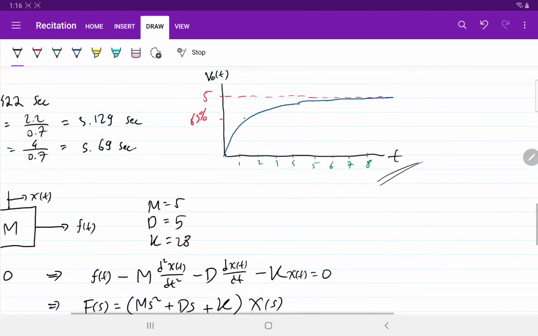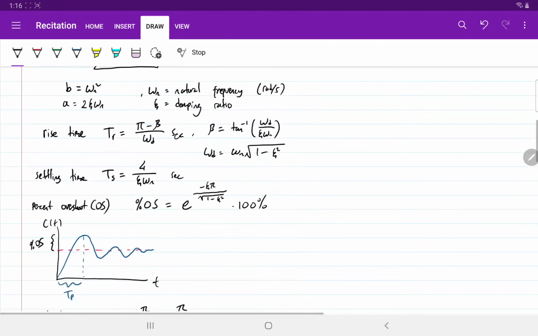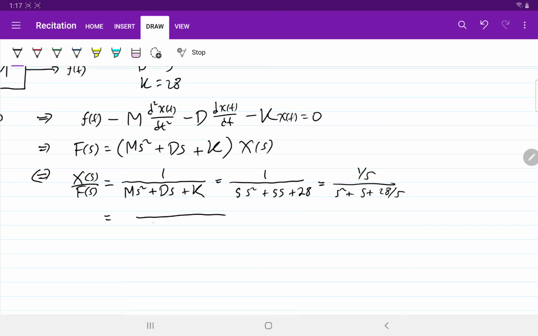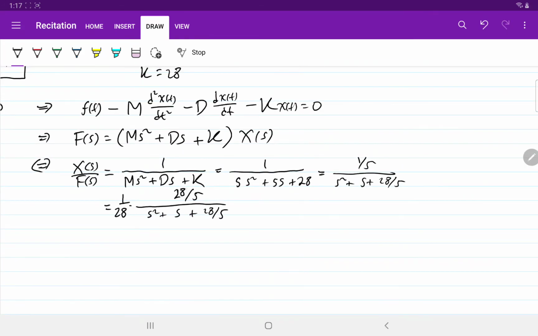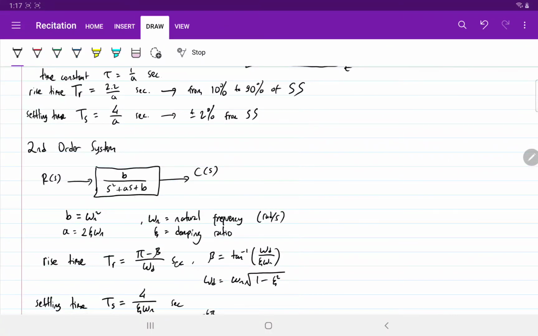This is still not standard, because remember, for a second order system we have this form: b over s squared plus as plus b. But here b, which is 28 over 5, is not the same in the numerator, right? So this is what we want to have: s squared plus s plus 28 over 5. We also want the numerator to be 28 over 5, so we have to multiply by 28. Alright, so from here we see that this transfer function is now in the same form as this one.